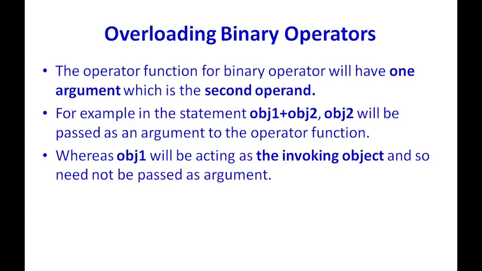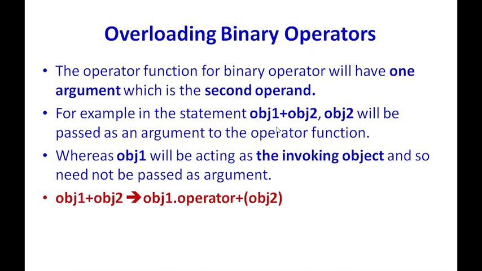Now we are stepping into the overloading of binary operators. If you have clearly understood the implementation of unary operator overloading, you just need to know the difference between the two. Here the difference is the number of arguments. As we have already seen, for a unary operator there are no arguments needed, but for a binary operator one argument is needed. For a unary operator we have an invoking object, and for a binary operator we also have an invoking object.